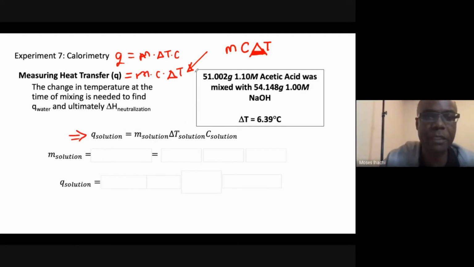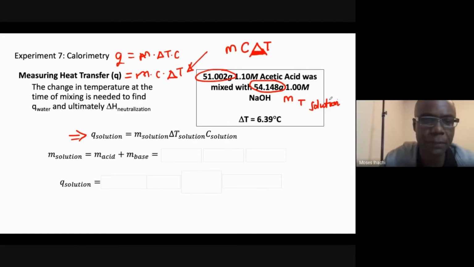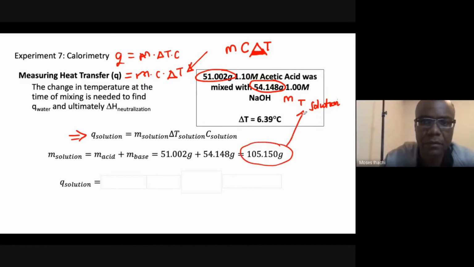So we need M. M in our case is going to be the net mass, the total mass of our reactants in the system. So you sum up 51.002, 54.148. That gives you the mass total of the solution. You need the mass total of the solution because both of them are contributing. So it's going to be mass of the acid plus mass of the base. So we add them up. That will be the net mass that we'll use in our formula. Q equals M C delta T.